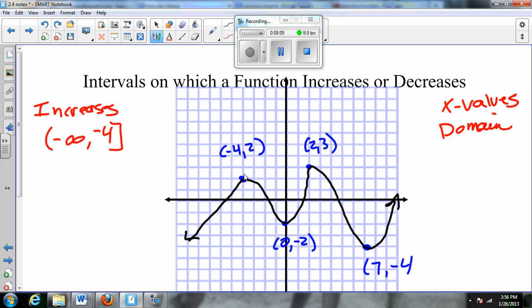So we're looking for another increase. We see it's going down, and then at 0, -2, it starts going up until 2, 3. So for the x values from 0 to 2, it's also increasing. Then finally at the end of the graph, it starts once again at 7 to infinity.